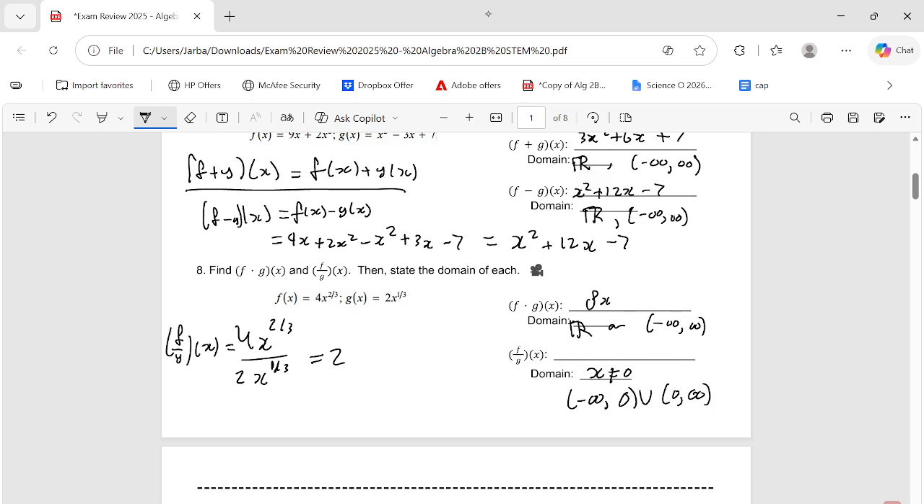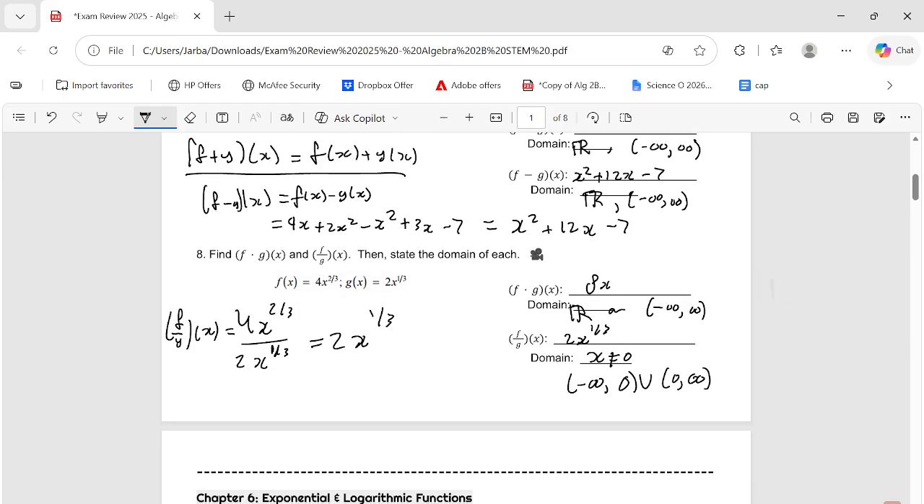Okay, so for simplifying, 4 over 2, that's 2. Then x to the 2/3 over x to the 1/3: we subtract the exponents because we're dividing. So 2/3 minus 1/3, that's 1/3. So our simplified expression is 2x to the 1/3, but that only works if x is not 0 because we'd be dividing by 0, and that does not work.